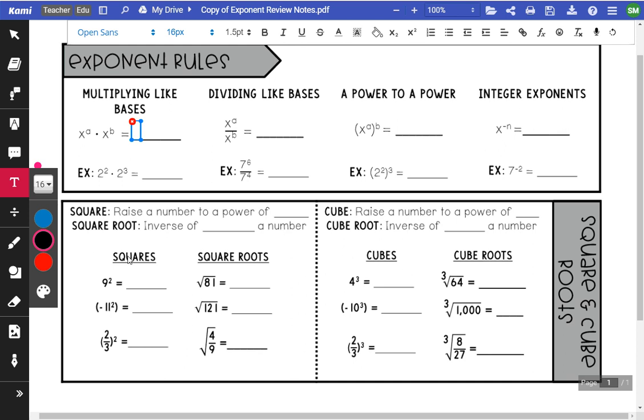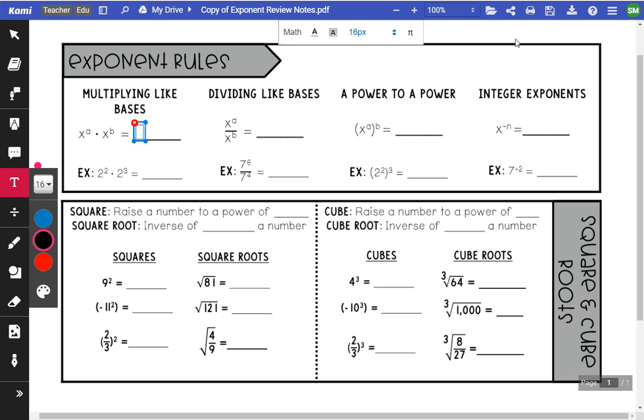Okay, so we're going to talk about the exponent rules, and then we're going to talk about how you can understand what to do without remembering the exponent rules. So, first one is multiplying like bases. The rule says that x to the a times x to the b equals x to the a plus b, or add the exponents.